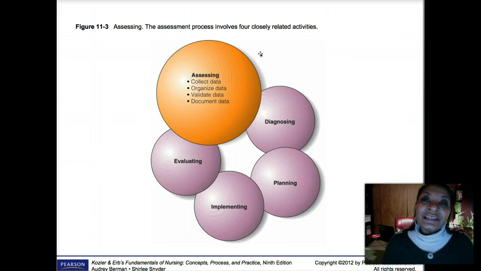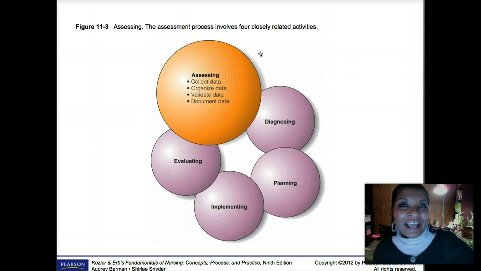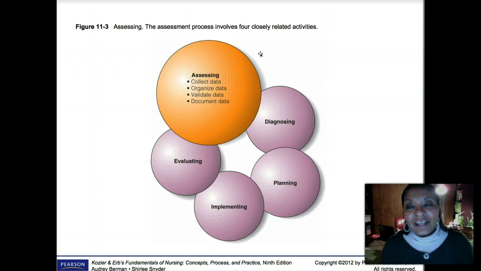And then once we collect the data, we have to validate and check the data. That's why if we have a nursing assistant getting our vitals for us and those vitals are elevated, we want to double check, because other healthcare providers make their decisions on the data that we write. We don't want a physician writing an antihypertensive medication for a blood pressure that's really normal because we didn't double check.